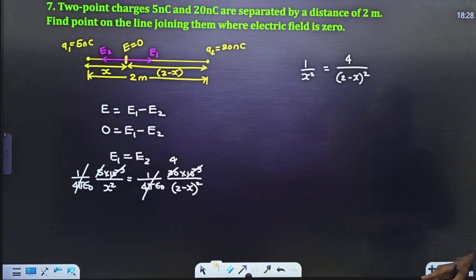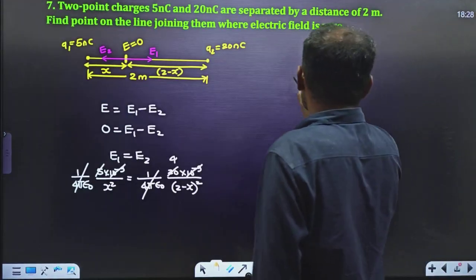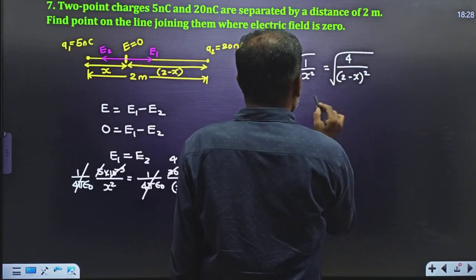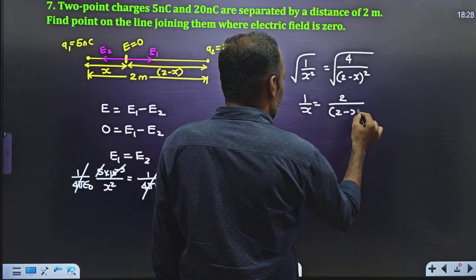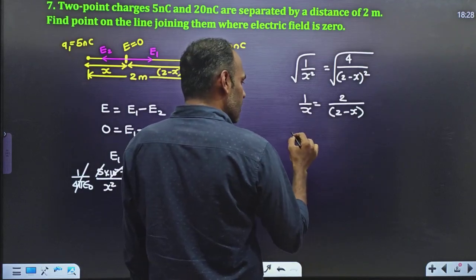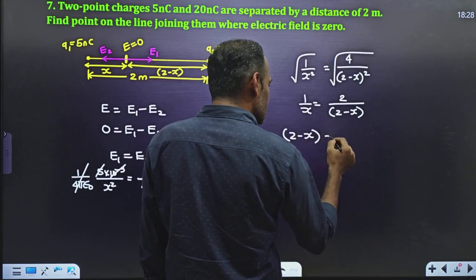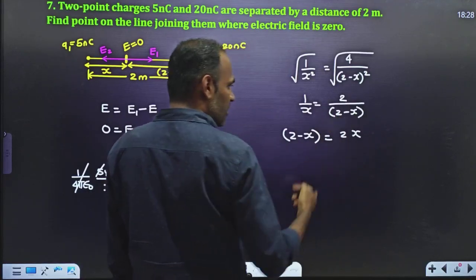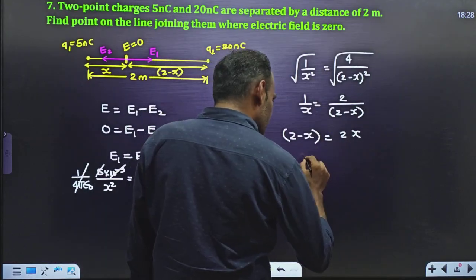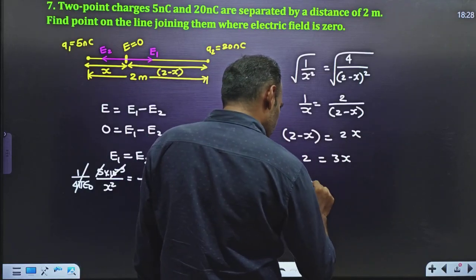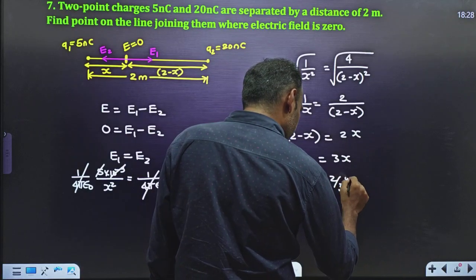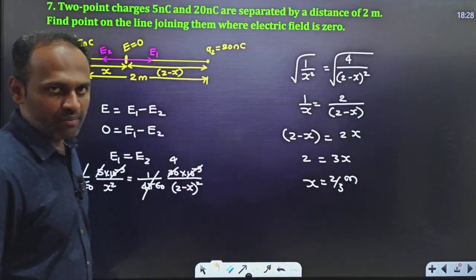Since everything is a perfect square, take square roots on both the sides. You will get 1 divided by x is equal to 2 divided by 2 minus x. Cross multiply, you will get 2 minus x is equal to 2x. Taking this x to the other side, it will be 2 is equal to 3x. So, x is equal to 2 by 3 meters.